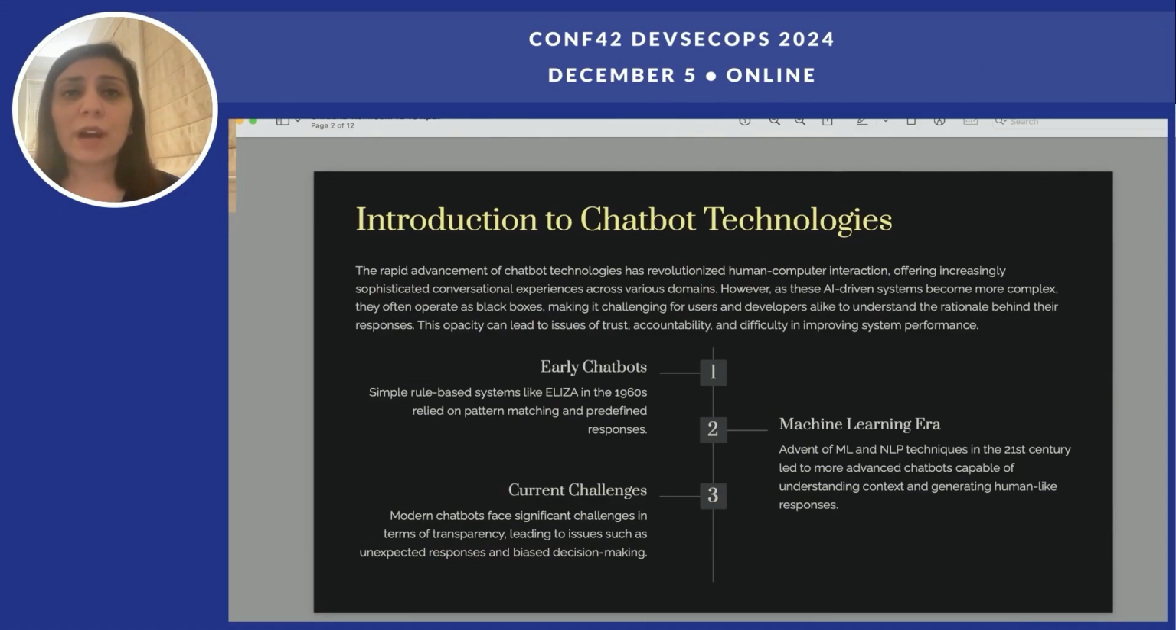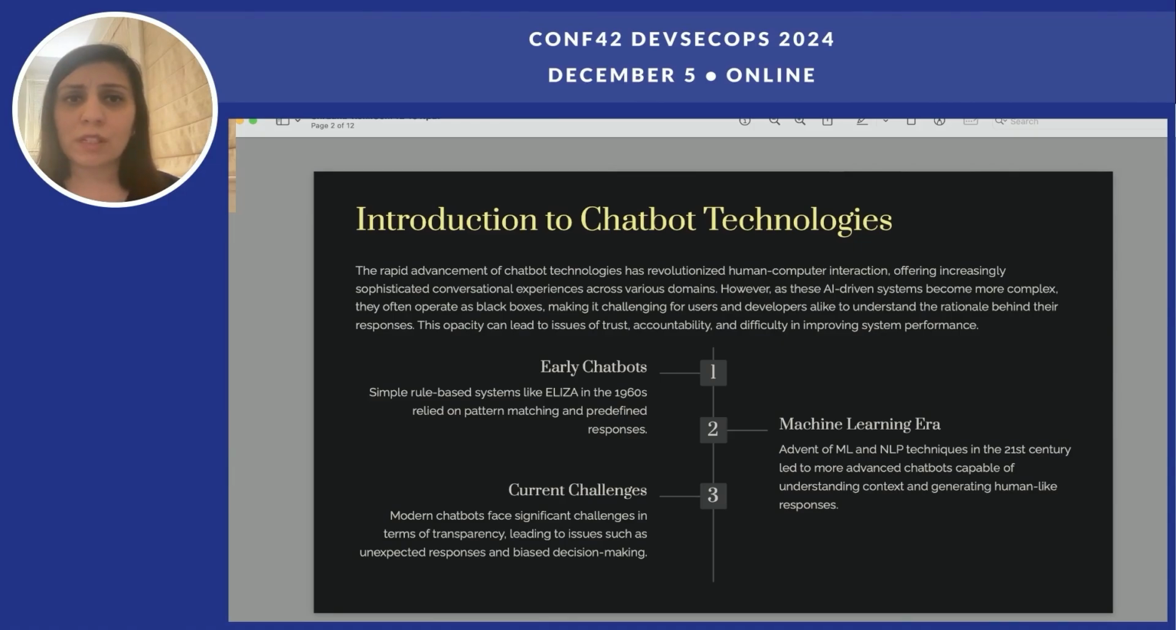Let's first try to understand how chatbot technologies actually evolved. The rapid advancement of chatbot technologies has revolutionized human-computer interaction, offering increasingly sophisticated conversational experiences across various domains. However, as these AI-driven systems become more complex, they often operate as black boxes, making it challenging for users and developers both to understand the rationale behind their responses. This opacity can lead to issues of trust, accountability, and difficulty in improving system performance.